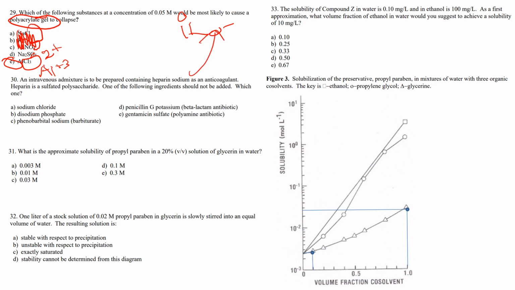This next one is just a question of can you recognize counter ions? And ones you can just immediately cross off are things like sodium chloride, disodium phosphate.